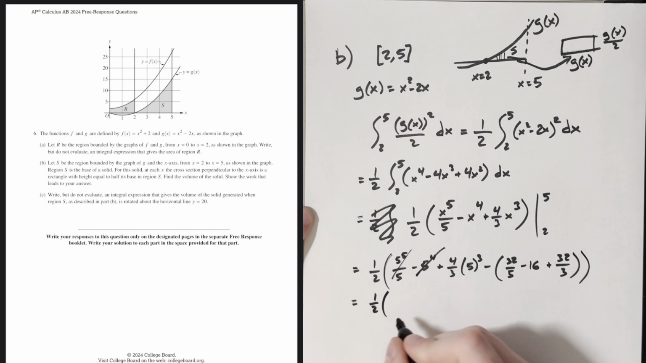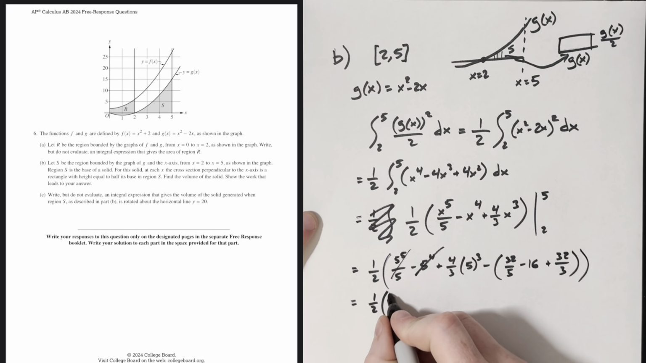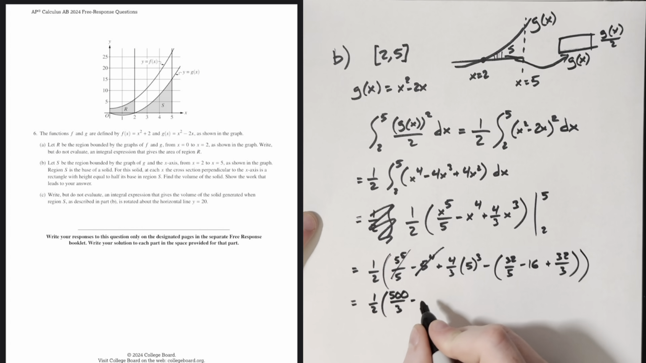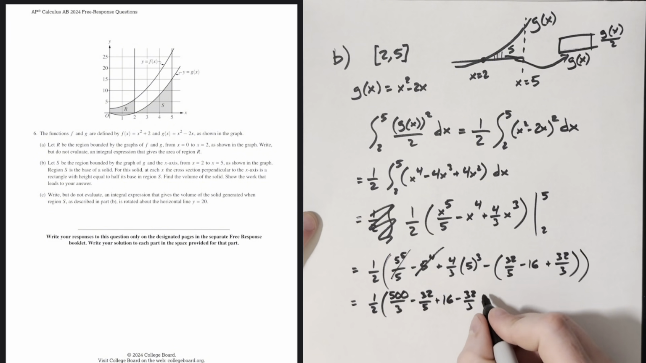So now, still evaluating, I get 4 over 3 times 5 cubed, which is 125. So 500 over 3 minus 32 over 5 plus 16 minus 32 over 3.